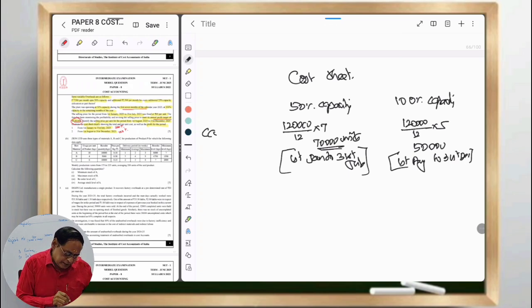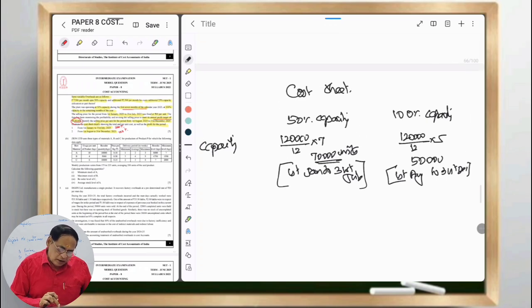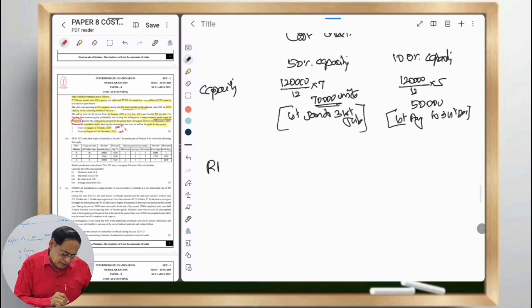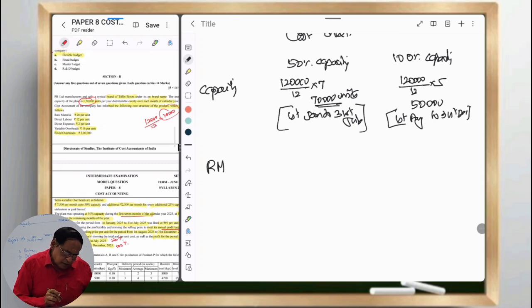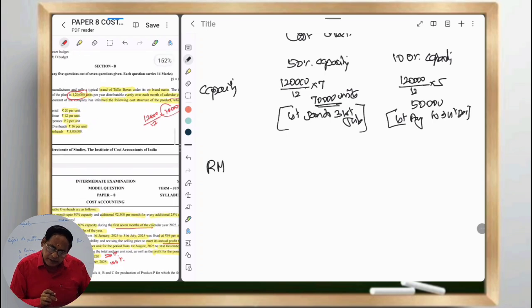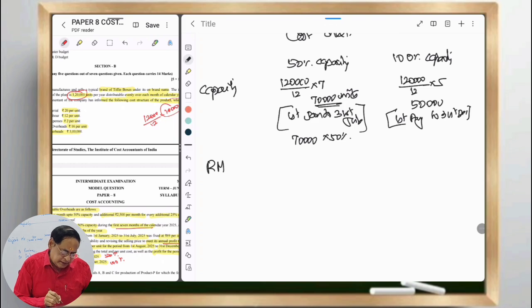So, this is capacity utilization. Capacity utilization is differing: first 7 months 50% capacity, remaining 5 months 100% capacity. So, we will see how to prepare the cost sheet, starting with raw materials. Raw materials how much? Actually 35,000 units. 70,000 into 50% capacity means 35,000 units we are manufacturing.